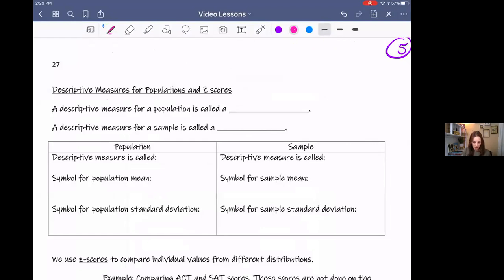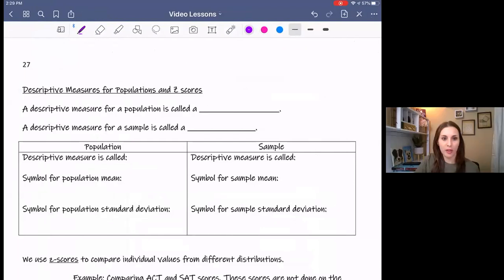All right. So before we get into z-scores, I want to go over a couple things, a little bit of vocabulary so that you're familiar with it later on. A descriptive measure for a population is called a parameter. And a descriptive measure for a sample is called a statistic.